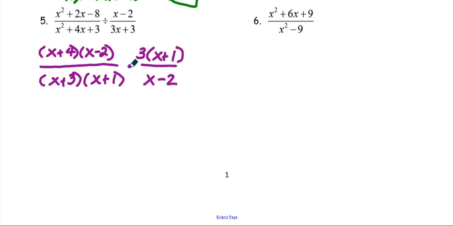Okay, so now that I've changed my division to a multiplication and I've flipped the second fraction, now I can treat this as all one fraction and look for things that cancel out. So my x minus 2 cancels, and my x plus 1 cancels, and I think that's about it. So my numerator, I have a 3 and x plus 4, and in my denominator I have x plus 3.